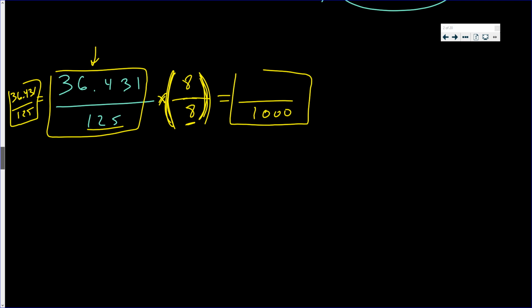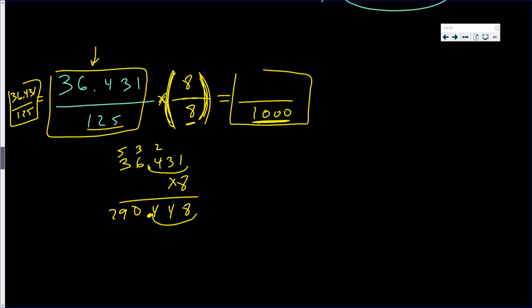Simple. 125 times 8 gives you 1 with zeros. So basically, I take this number on the numerator, I multiply it by 8. 8, 24, 34, 50, 29. And I move the decimal in 3 places. 290.448 divided by 1,000.